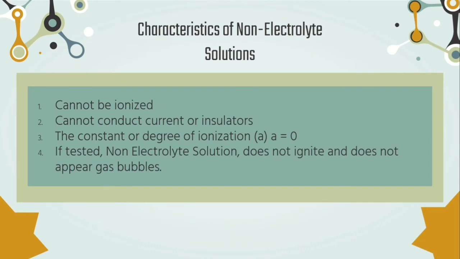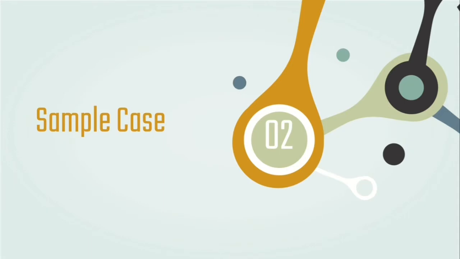Here are some example characteristics of strong electrolyte and weak electrolyte. Characteristics of non-electrolyte solution. Number 1, cannot be ionized. Number 2, cannot conduct current, or insulators. Number 3, the constant or degree of ionization alpha equals 0. Number 4, if tested, non-electrolyte solution doesn't ignite the lamp and doesn't produce gas bubbles.